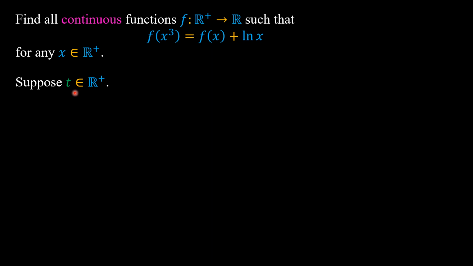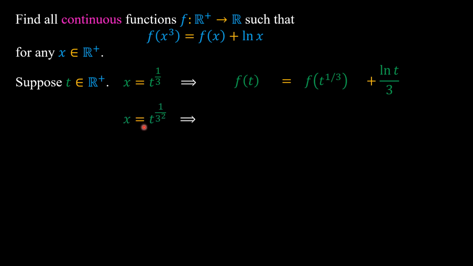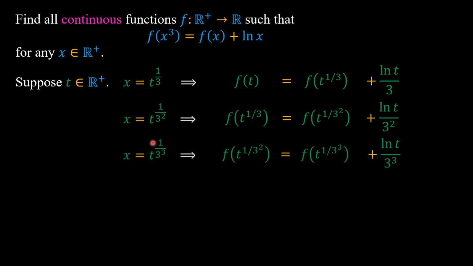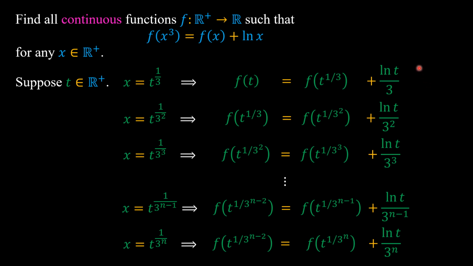First, we take any positive real number t, and then we substitute x equal to t to the power of 1 over 3 to the power of n into the functional equation of the problem. If we substitute x equal to t to the power of 1 over 3, we have this equation. If we substitute x equal to t to the power of 1 over 3 to the power of 2, we have this equation. If we substitute x equal to t to the power of 1 over 3 to the power of 3, we have this equation. Continue this process until the nth step, so we have these n equations.